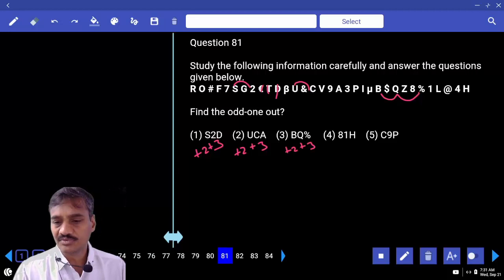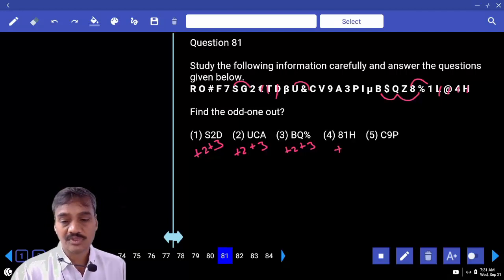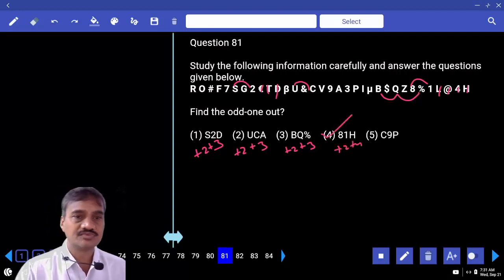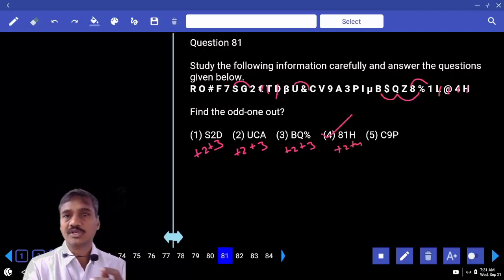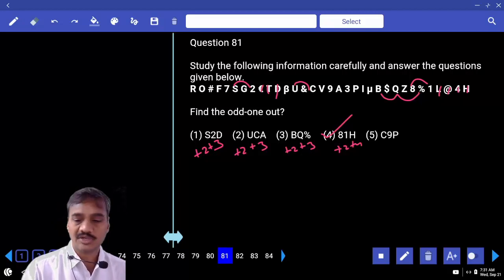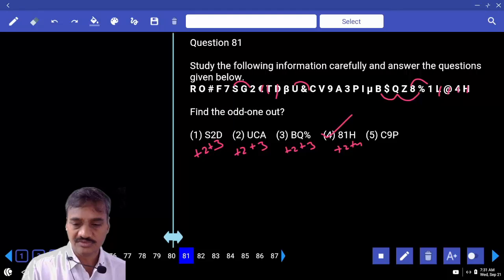Now in this 8, 1 and H, now 8 to 1. How many elements? Plus 2. And 1, 2, 3, 4 plus 4. And so what is the odd one we have? Choice 4. Except in choice 4, in the remaining terms, the difference between the elements is 2, 3, 2, 3, 2, 3. But here it is 2, 4, choice 4, 81.